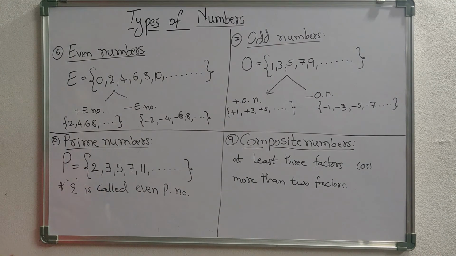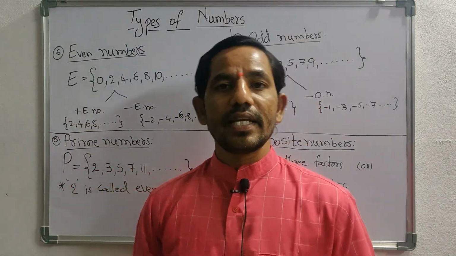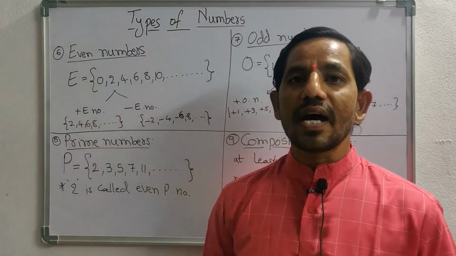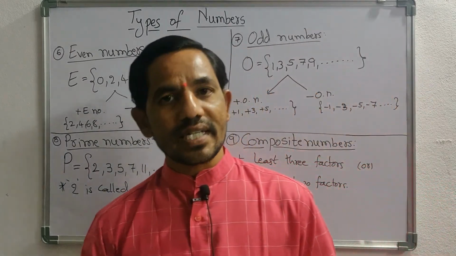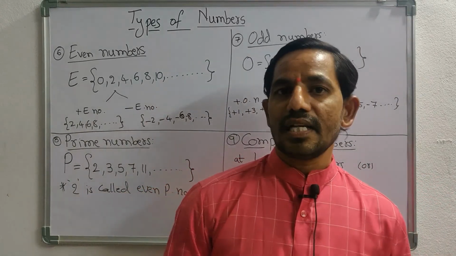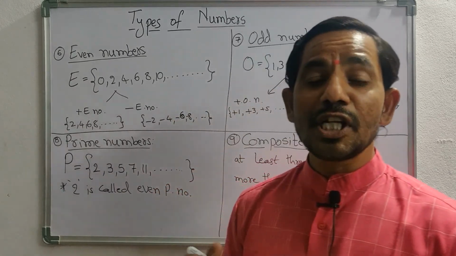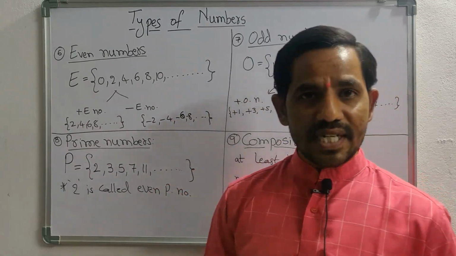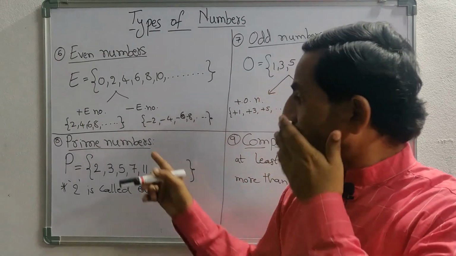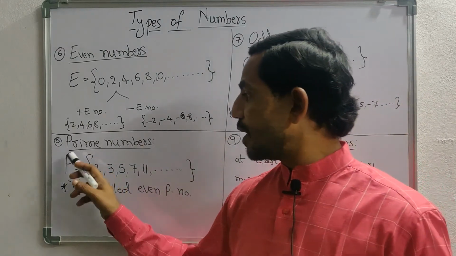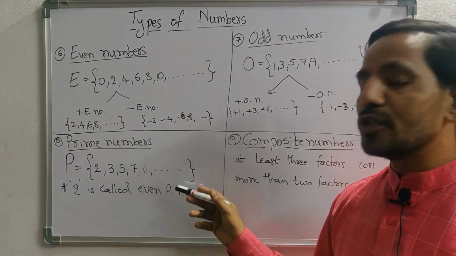Prime numbers means numbers which have only 2 factors. They are 1 and itself. Once again I will repeat the definition: numbers which have only 2 factors, 1 and itself, are called prime numbers. So prime numbers, denoted by P, are 2, 3, 5, 7, 11, and so on.